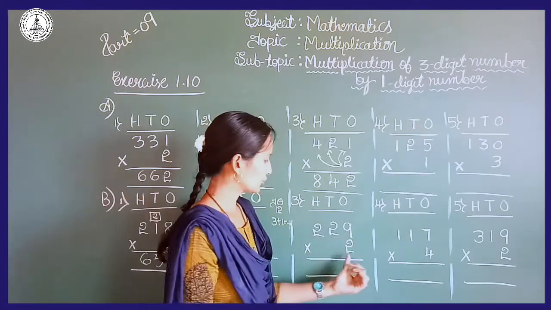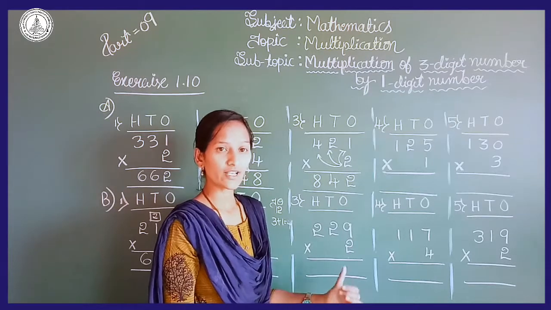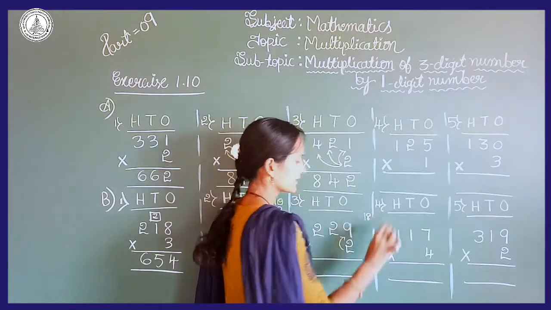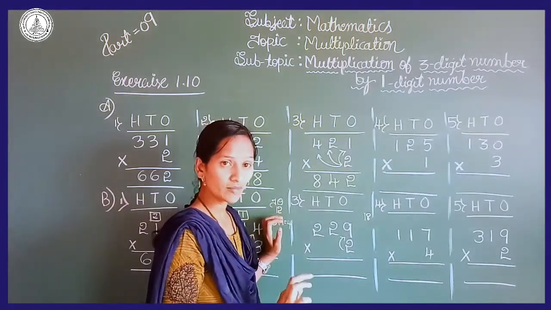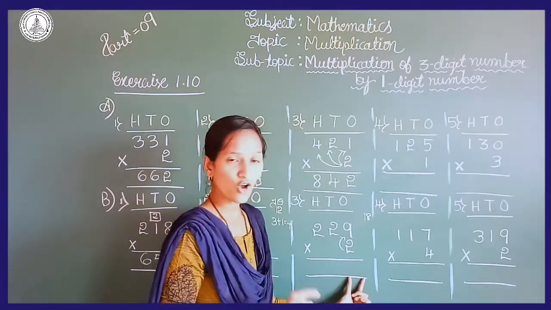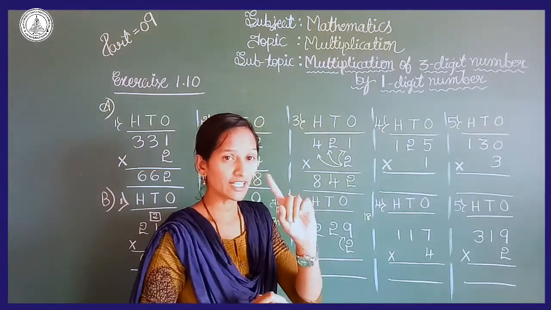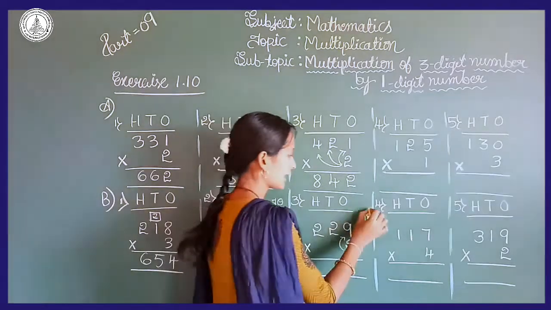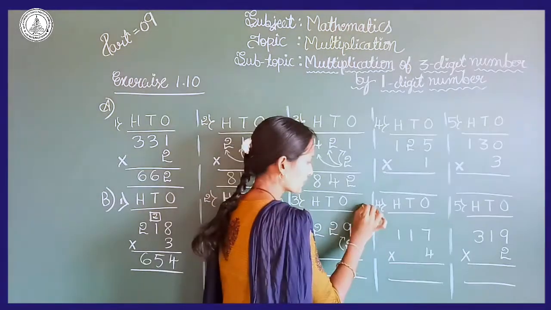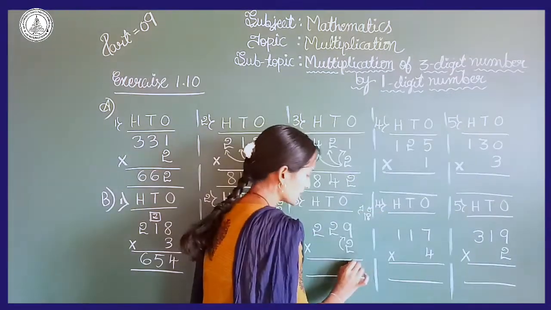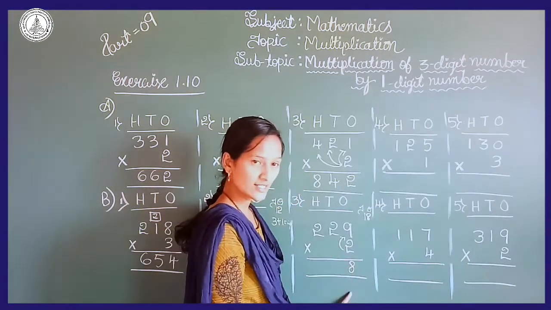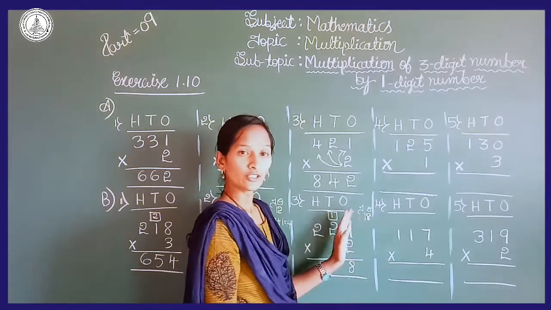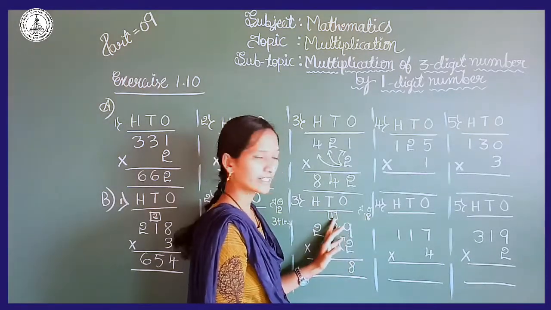229 into 2. So the first step is 2 into 9. 2 9s are 18. Right? This 18 is a 2-digit number. You never write it in the ones column like that. You always write a single digit only. But it is 2-digit. What can we do? Yes. This 8 is in the ones place. Right? And this 1 is in the tens place. So write down this 8 under the ones column and give a carry to the next column, that is the tens column. So this 1 is a carry here.